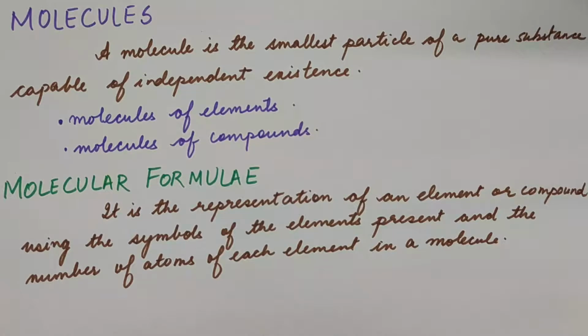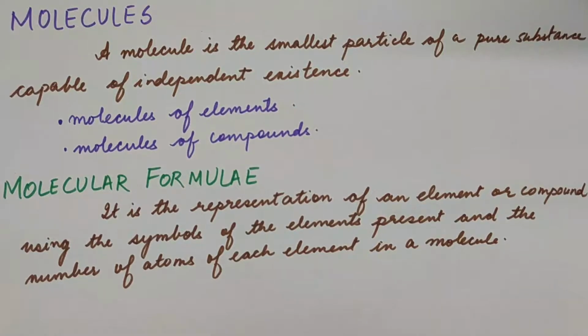Next we go to the molecular formula. A molecule is represented by a molecular formula. It is a representation of an element or compound using the symbols of the elements present and the number of atoms of each element in that molecule. For elements, the molecular formula is written as the symbol of the element followed by the number of atoms. If I write H2, 2 shows the number of atoms, so one molecule of hydrogen has 2 atoms. For compounds, the symbol of each element followed by the number of atoms of that element present in the molecule gives us the molecular formula.